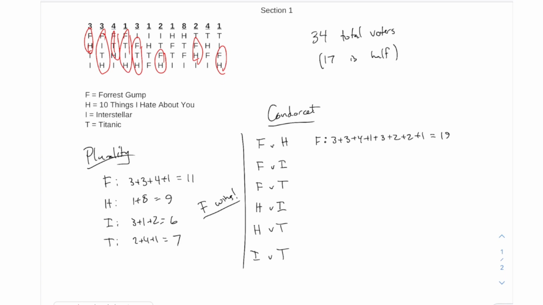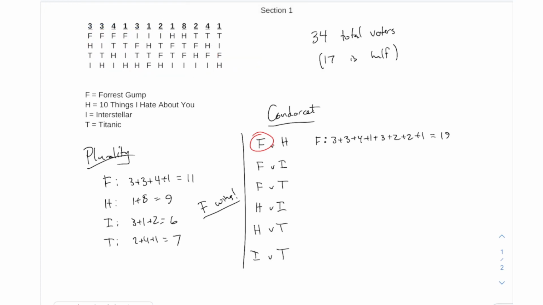And 19, remember I said before, 17 would be a tie, so 19 is enough to win. Now, you could count up the number of times H is above, but it's a little easier to only count one of them and just see, do they make it past 17? So if they make it to 18, then they win. If not, then they don't win. So in this case, F wins. I'm going to circle the F there, all right? They got to 19 votes, which is enough to win in this election. Any questions about that? This is a bit of a pain. You got to look carefully.